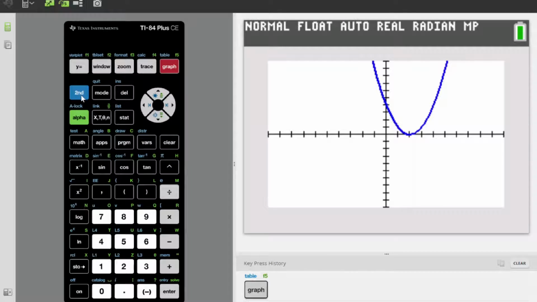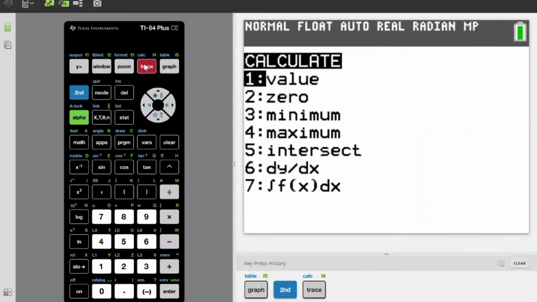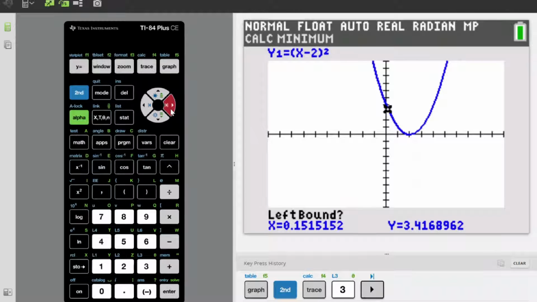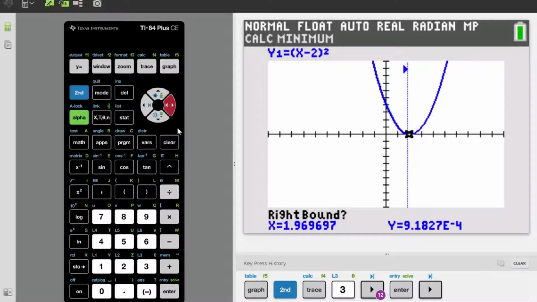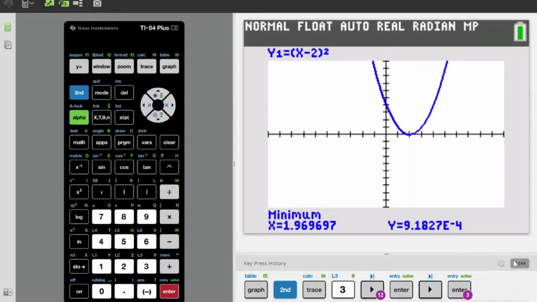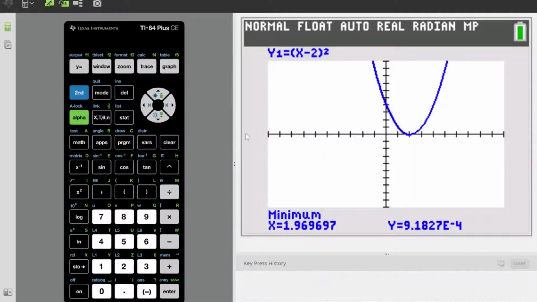So if I went here and I hit second calc and I was looking for the 0, the minimum, actually I'll do the minimum. Let's do that. Let's do 3. I'm going to come down to here. I'm going to hit left bound where I think it is, and then I'm going to go one more over, hit right bound, and then I'm going to hit guess. No, that didn't work. Let's just, okay, clear.